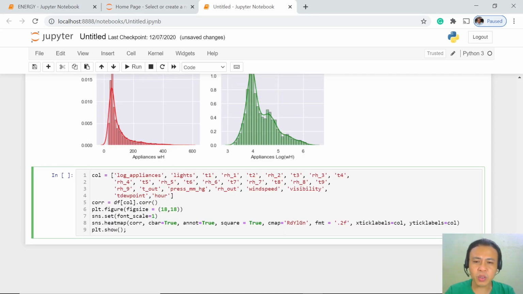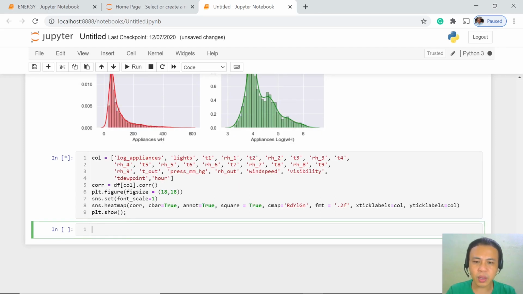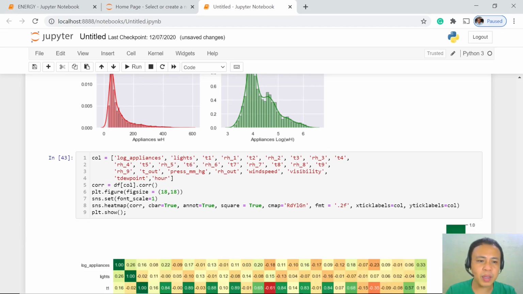We have already done this one before, so let's run this so that we will see. Okay, let's wait for a while. It takes a few moments. All right, now we have our results.